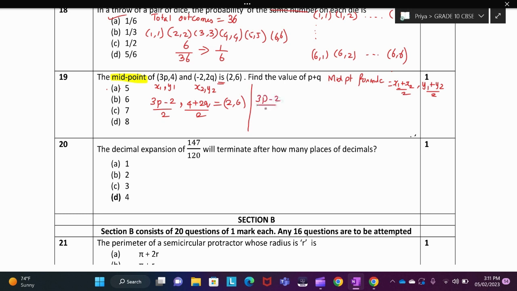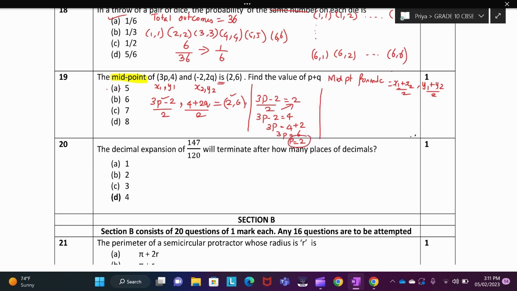So 3p minus 2 by 2 is equal to 2, isn't it? So take 2 to the other side, 3p minus 2 will be equal to 4. 3p is equal to, if I transpose, 4 plus 2. So 3p is equal to 6, p is equal to 2.